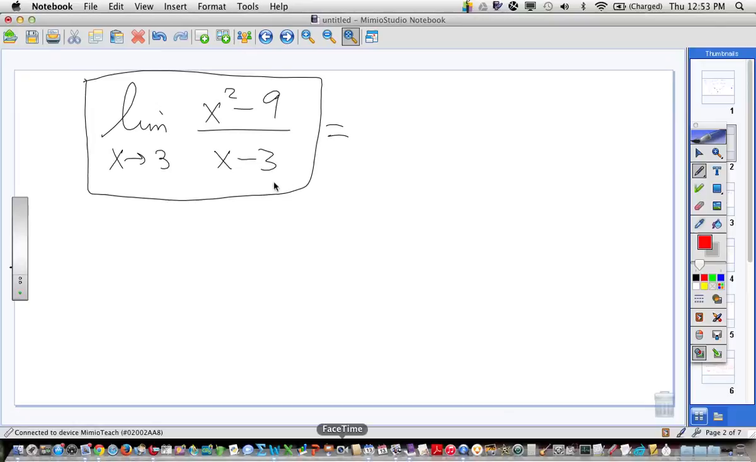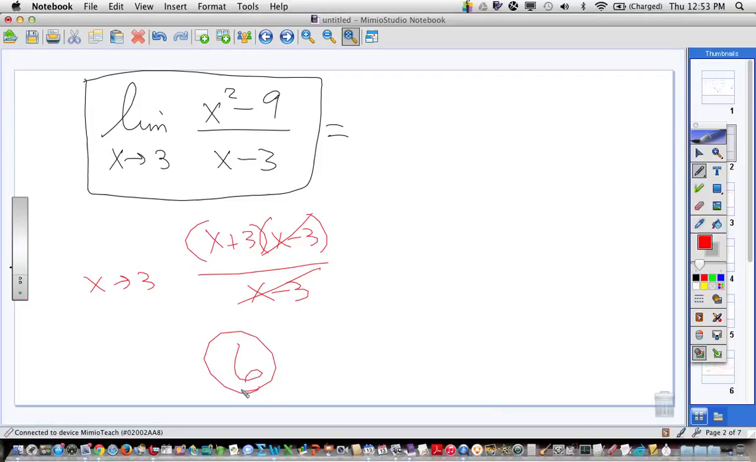As you're typing that into your calculator, let's remind ourselves of what we did yesterday. What would we do if we weren't using our calculators to do this limit? We'd factor the top. We get x plus 3, x minus 3. We would cancel the x minus 3's, which now would allow us to plug in our 3, and we would get 6. So the limit of this is 6.